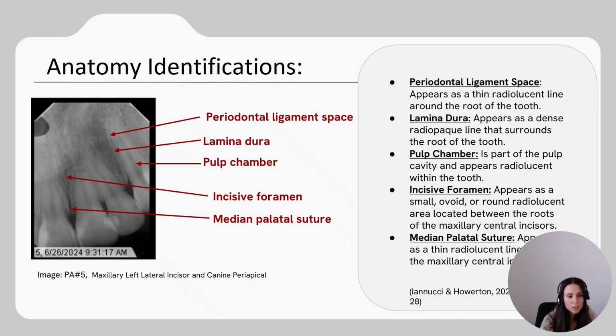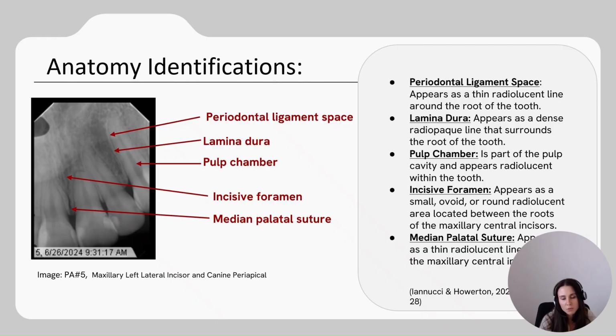This image is the PA number 5, which is the maxillary left lateral incisor and canine periapical image. Here, we see the periodontal ligament space, which appears as a thin radiolucent line around the root of the tooth. The lamina dura appears as a dense radiopaque line that surrounds the root of the tooth. And the pulp chamber is part of the pulp cavity and appears radiolucent within the tooth.